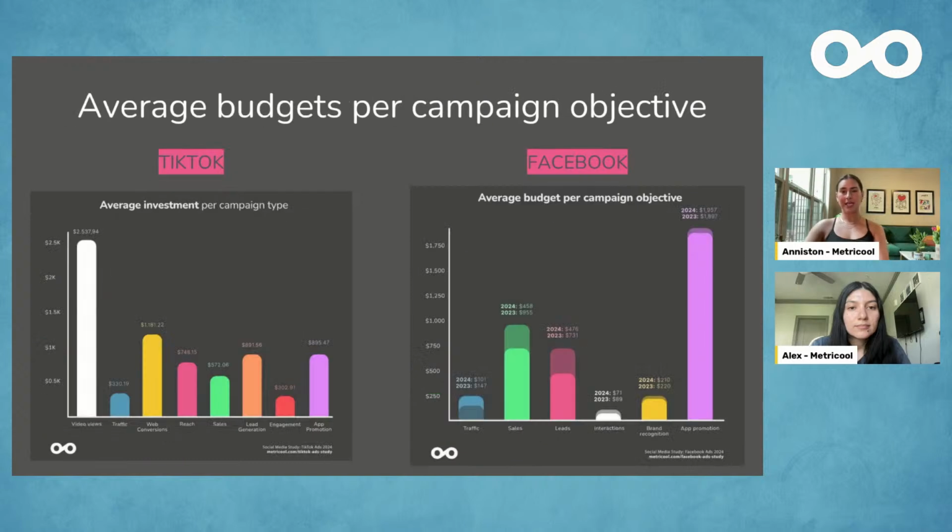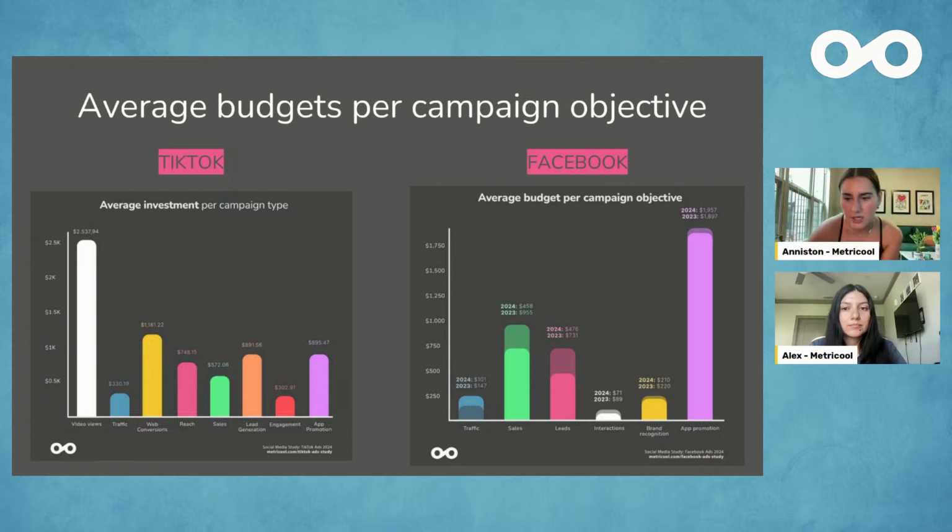And then looking at the average budgets, so we saw that video view campaigns have the highest average investment. And then on Facebook, it was actually promotion. So the average investment I think was like 5,000, no, almost 2,000. Yeah. And then on TikTok, it was over 2,000. So TikTok ads are definitely expensive. And we thought Facebook was expensive, but maybe now they're kind of leveling out. But overall, the average investments are slightly a little bit higher.